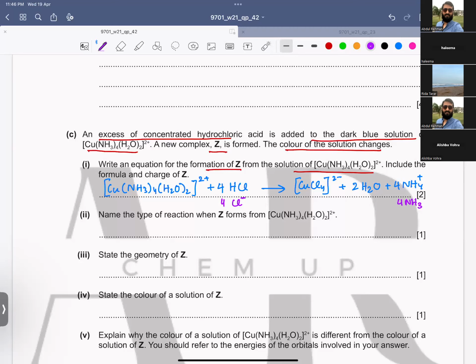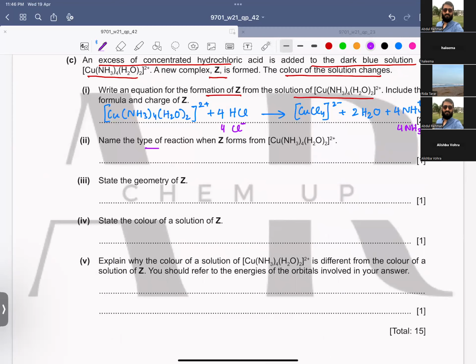Yes sir. Okay. Name the type of reaction when Z forms from Cu(NH3)4(H2O)2. So what is occurring over here? Just the ligand substituted, or ligand replaced: a substitution reaction or ligand exchange reaction.